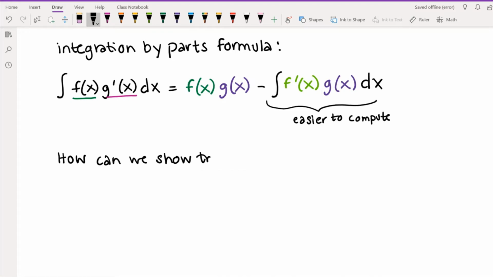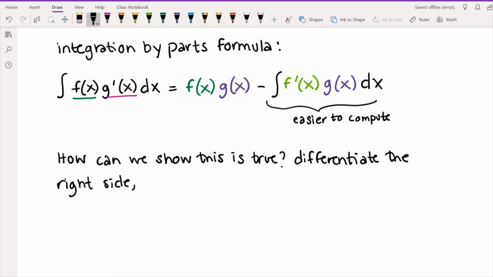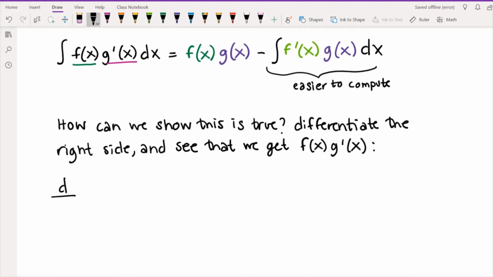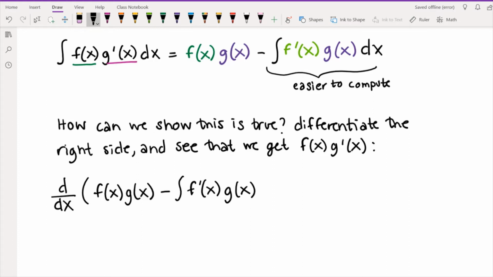So how can we show this is true? So we're going to differentiate. So remember, differentiate just means take the derivative of the right side, and we'll see that we get f of x times g prime of x, right? That's what we should get if this is true. So if we take the derivative with respect to x of all of this stuff, so we had f of x times g of x minus the integral of f prime of x times g of x dx.